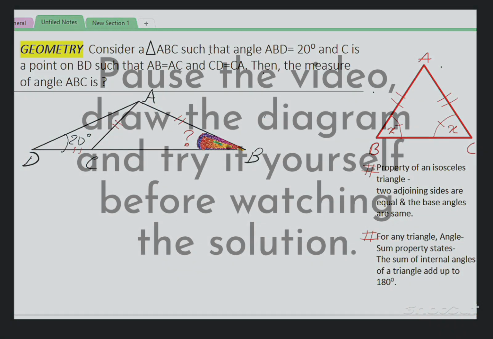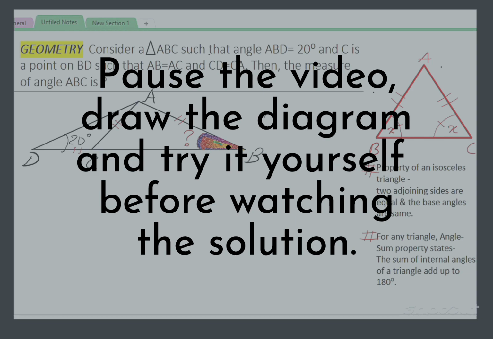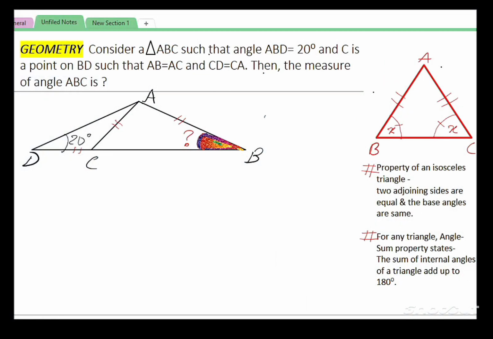And welcome to another math tutorial. In this video, we'll be discussing a geometry question, and this time it's about triangles. So let's start. Let's read the question.